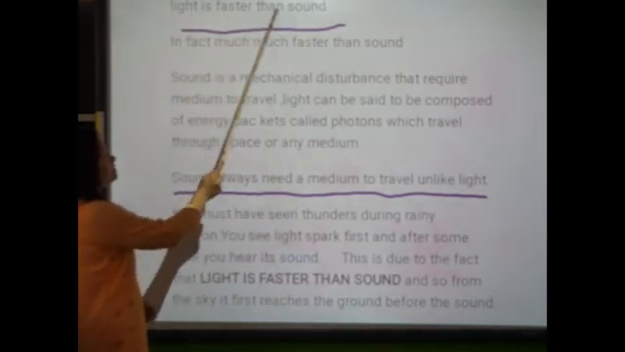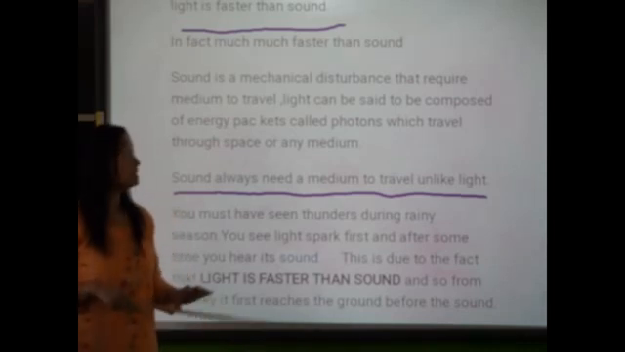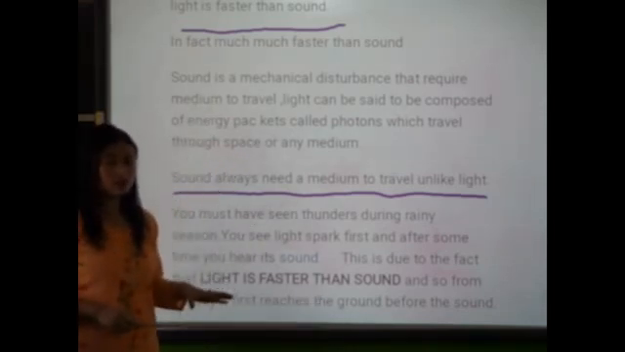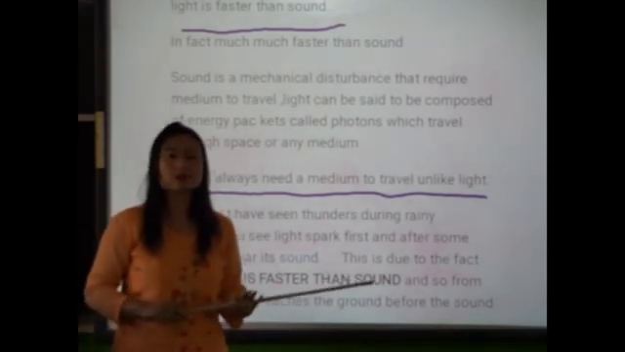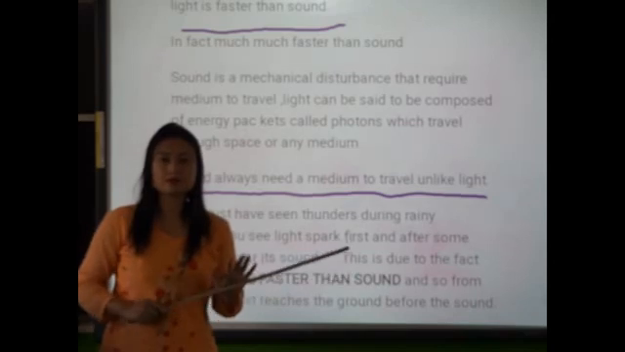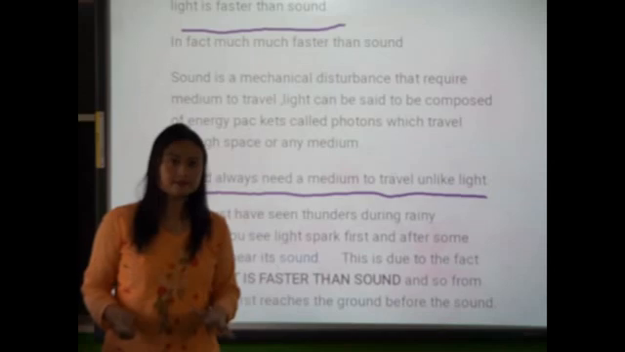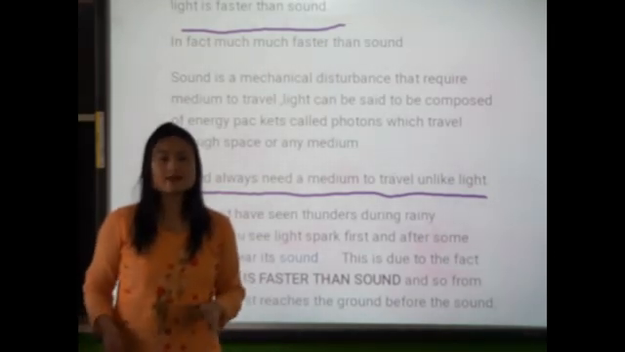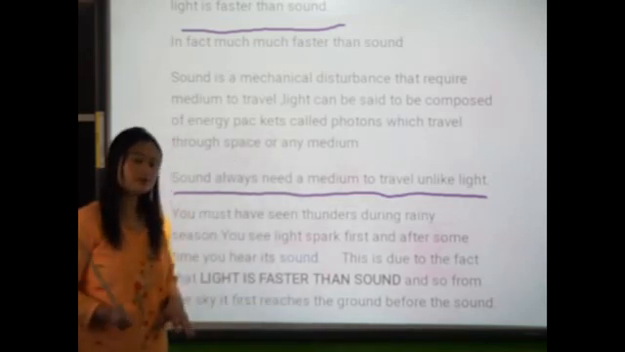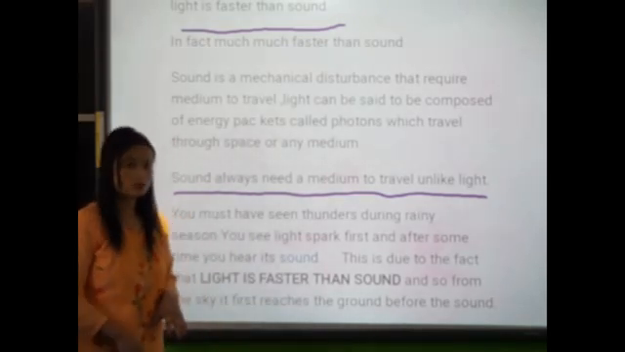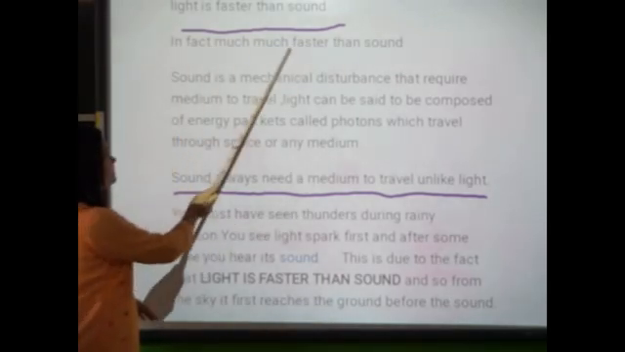Now, light is faster than sound. That is one reason why, before the rainfall, when there is lightning and thundering, we see the flash of the lightning, and then after some time we hear the thunder. It is because light travels much faster than sound.